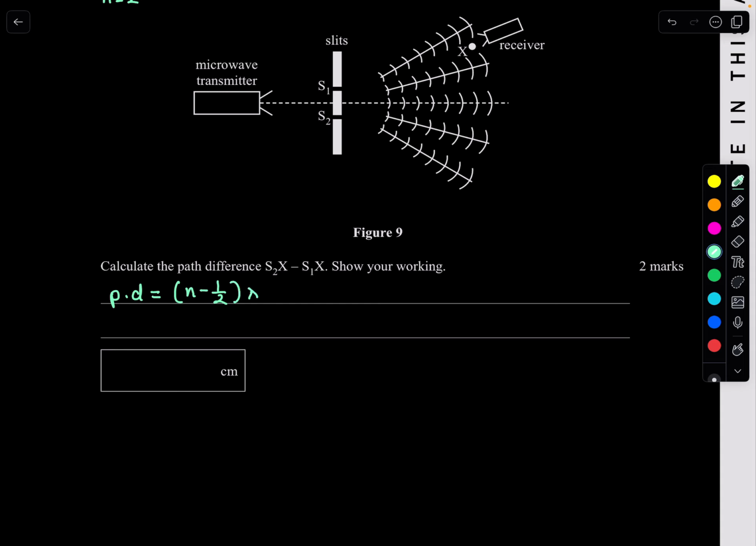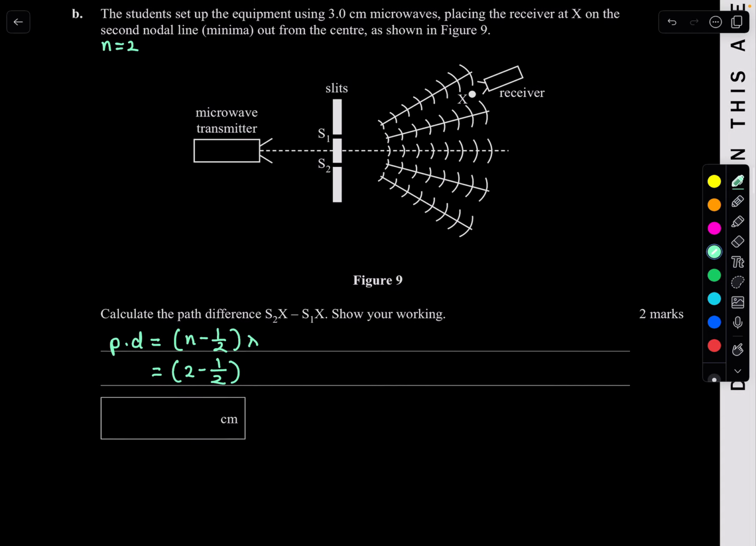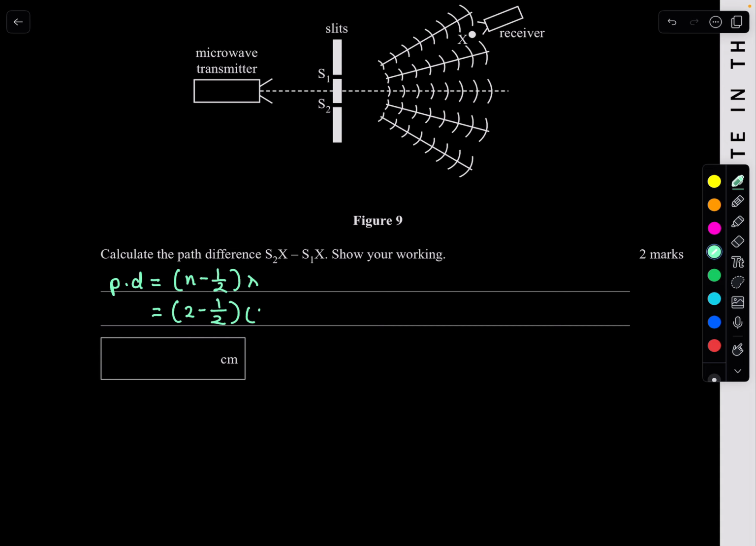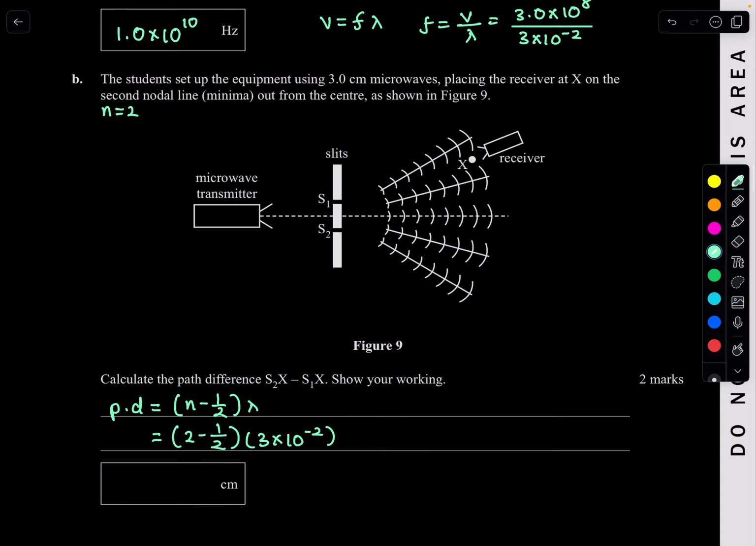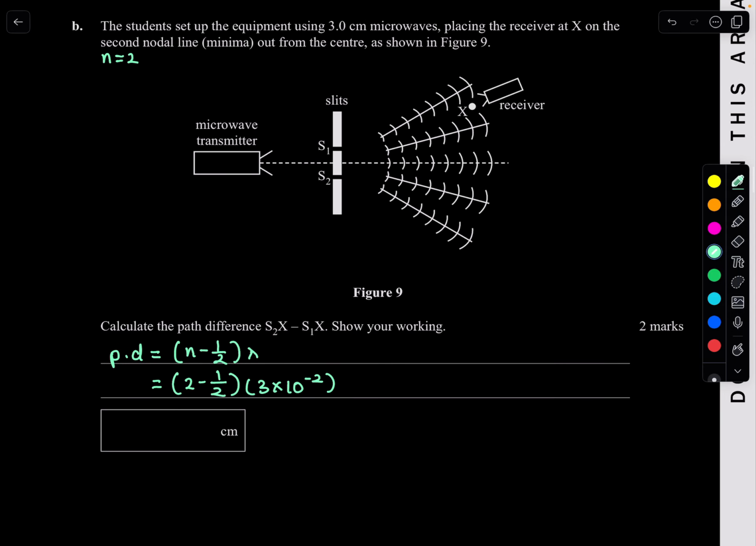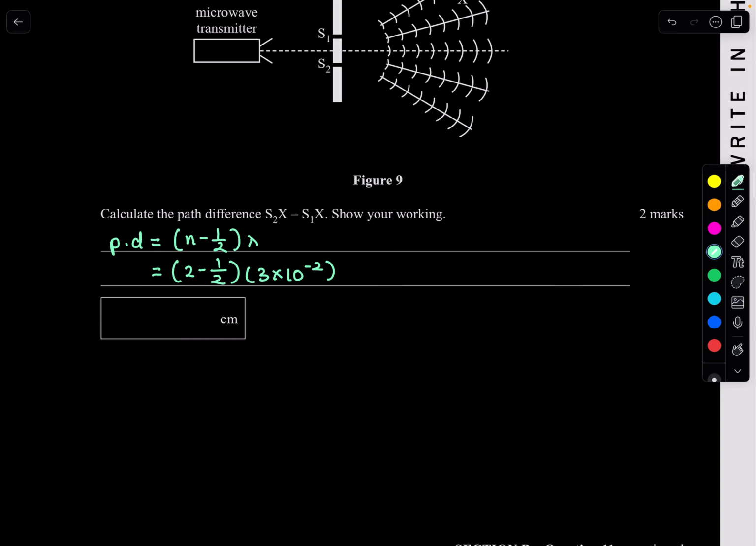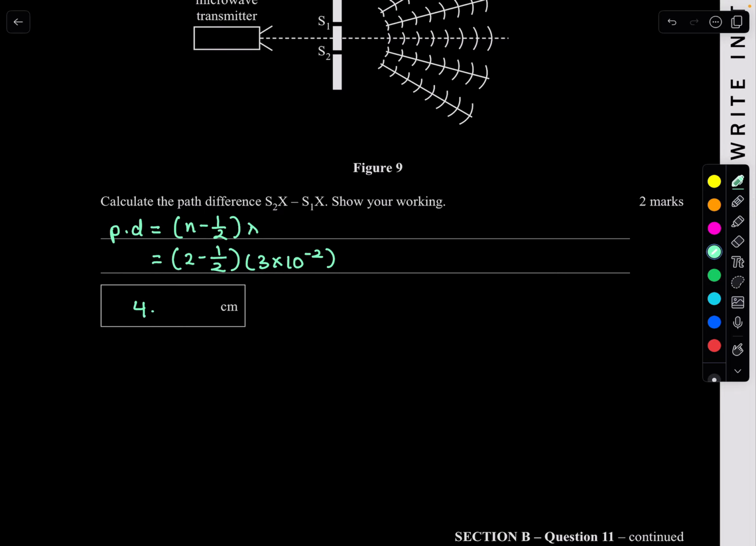times your wavelength. Since it's the second, N is 2, minus half, and our wavelength is, we're still using the 3 centimeter one, 3 times 10 to the negative 2. That's going to give me, we want it in centimeters, so I'm going to times it by 100 to get centimeters. That gives me 4.5 centimeters.